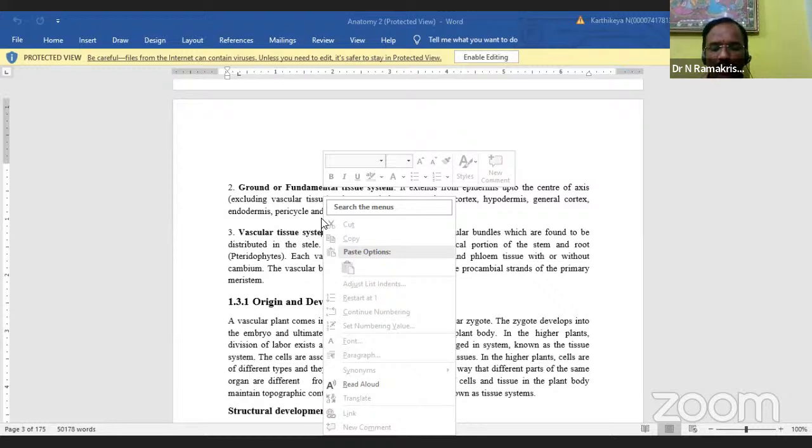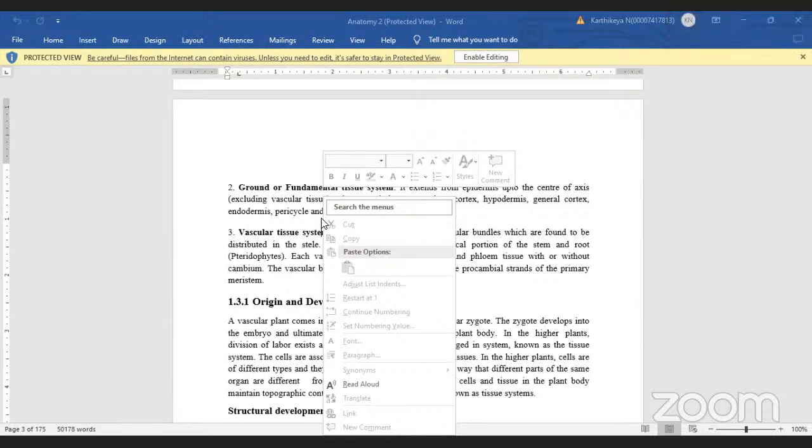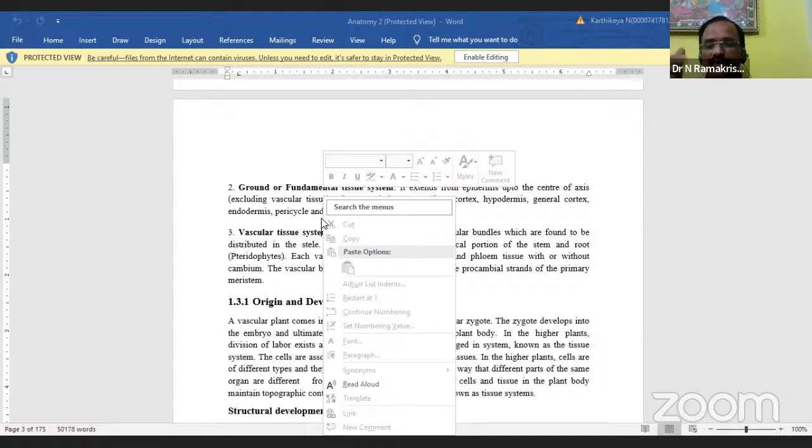In roots, the endodermis cells become lignified and suberized. Some endodermal cells, usually opposite to the protoxylem, are thin-walled. So these are what we call the endodermis.